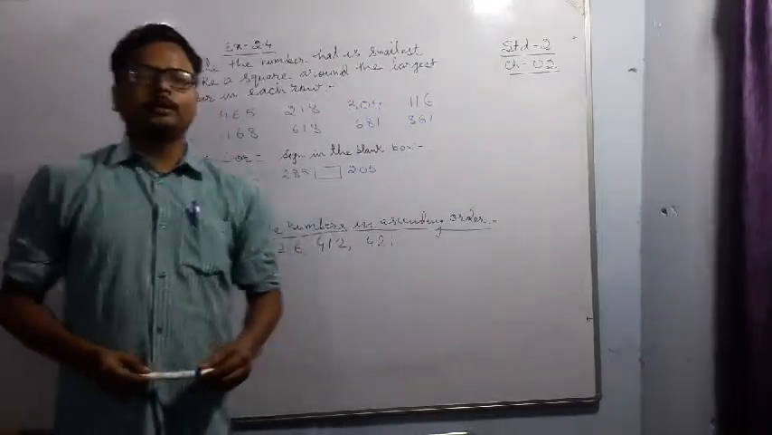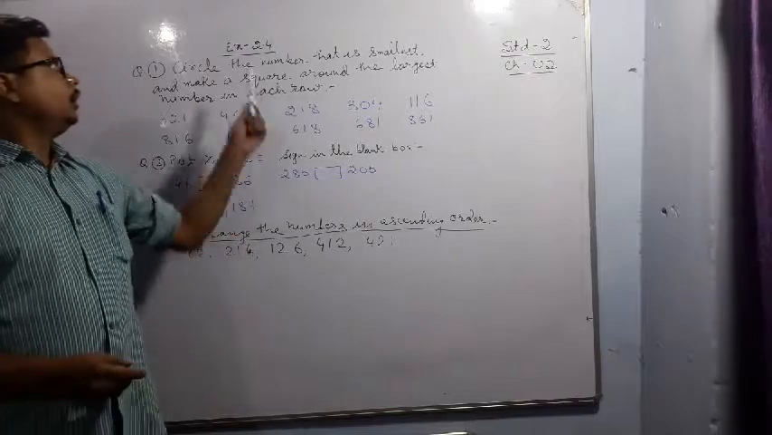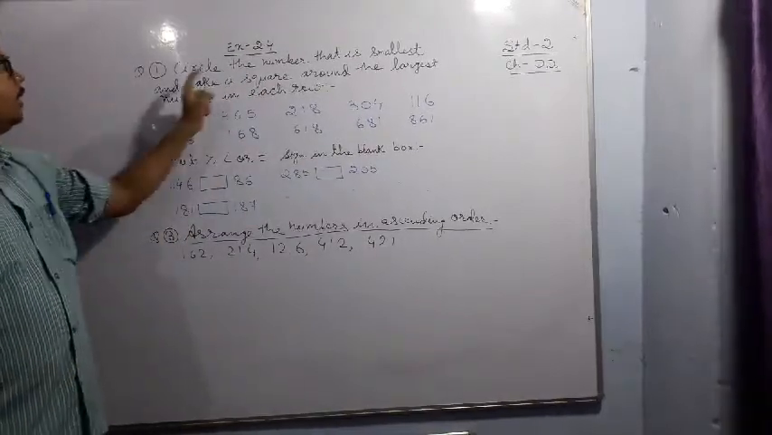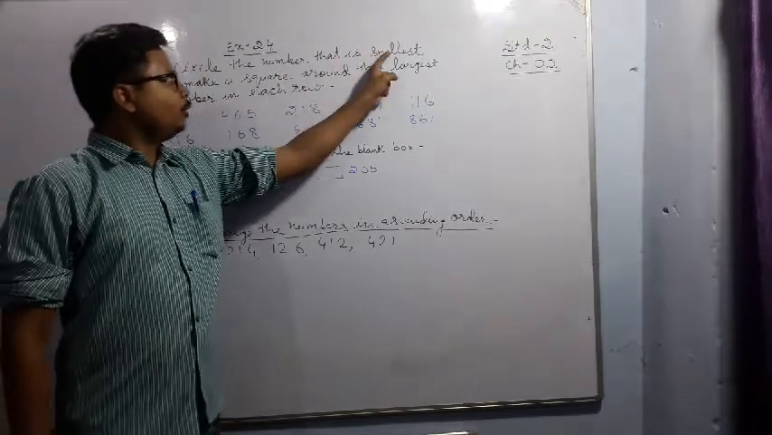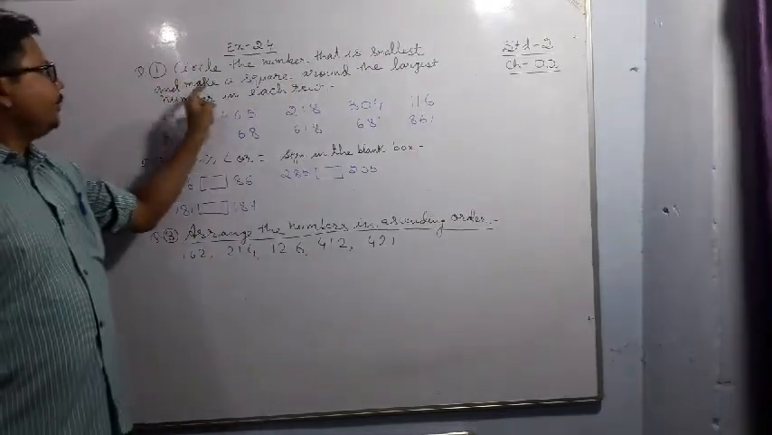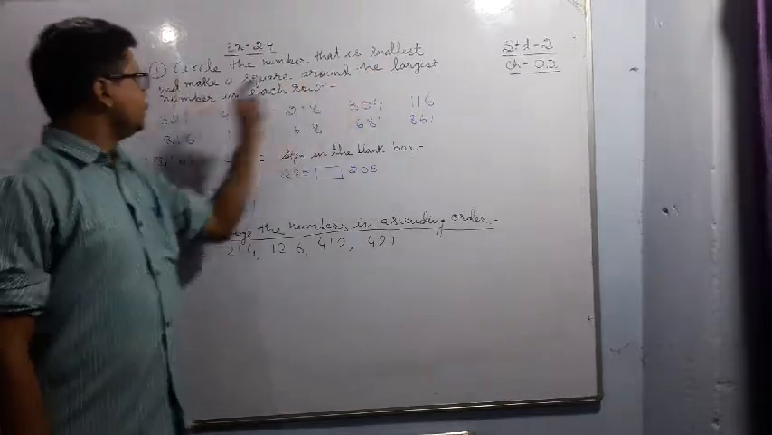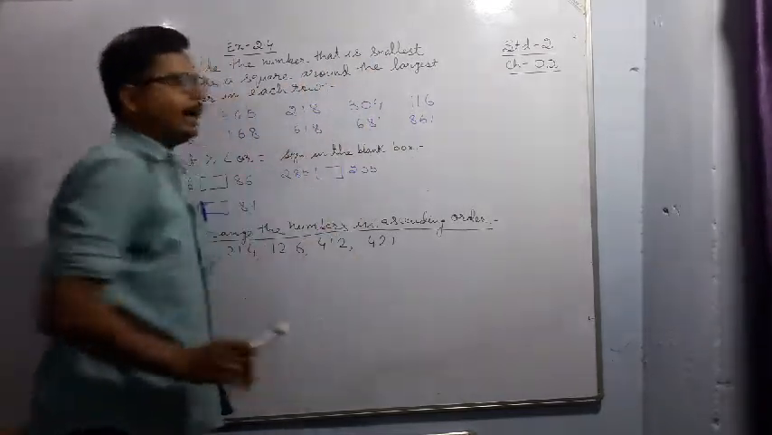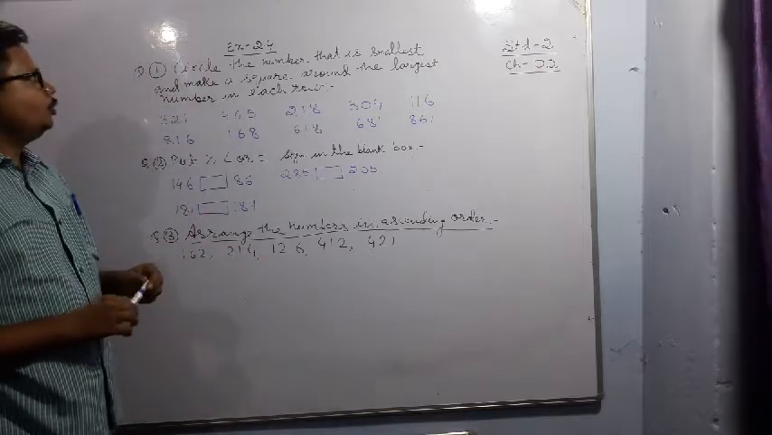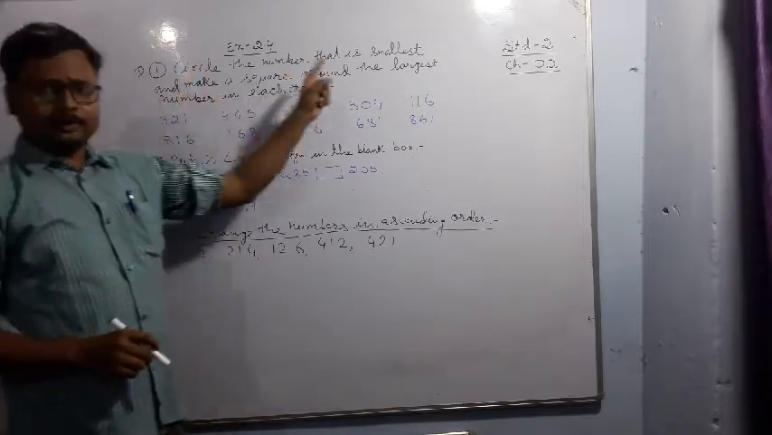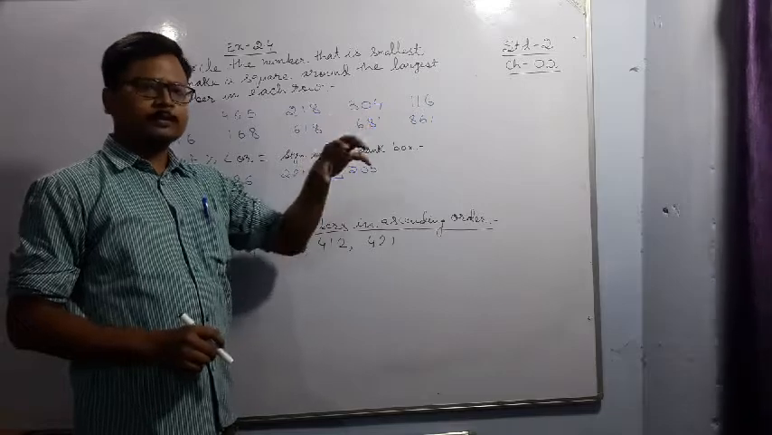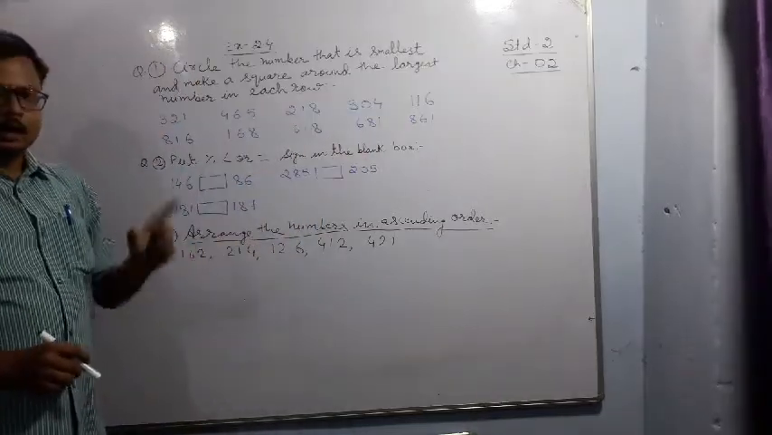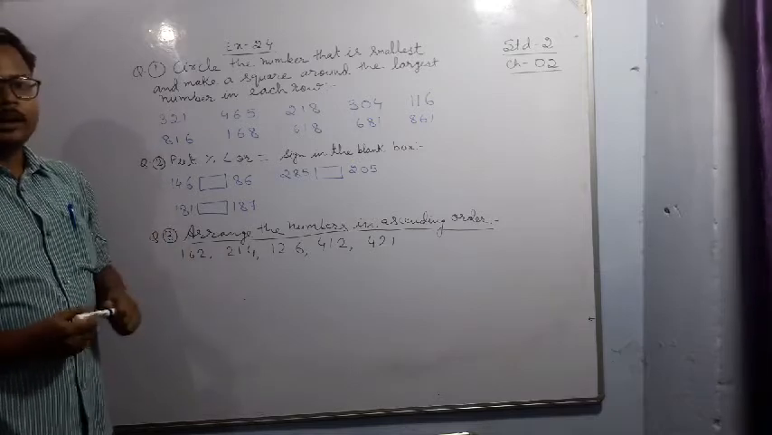Okay students, now let us continue with exercise 2.4. Question number 1. Circle the number that is smallest and make a square around the largest number in each row. So this is called a row, and what you have to do? You have to circle the smallest number, and in the largest number you have to make a square. Now let us see examples.